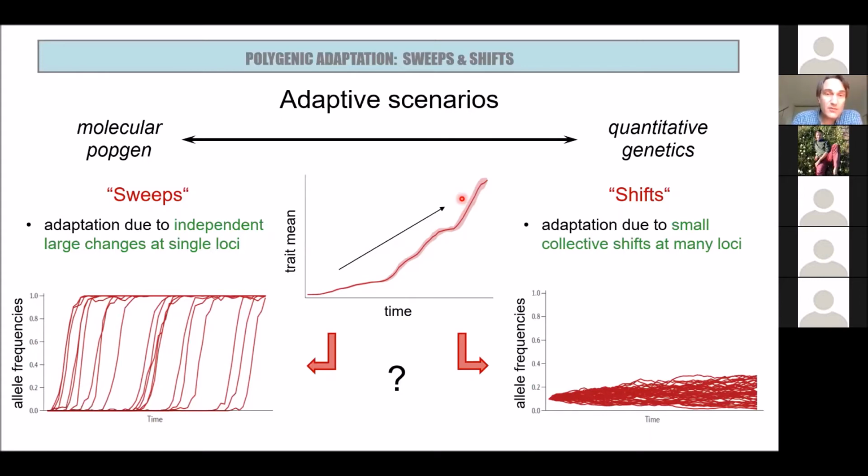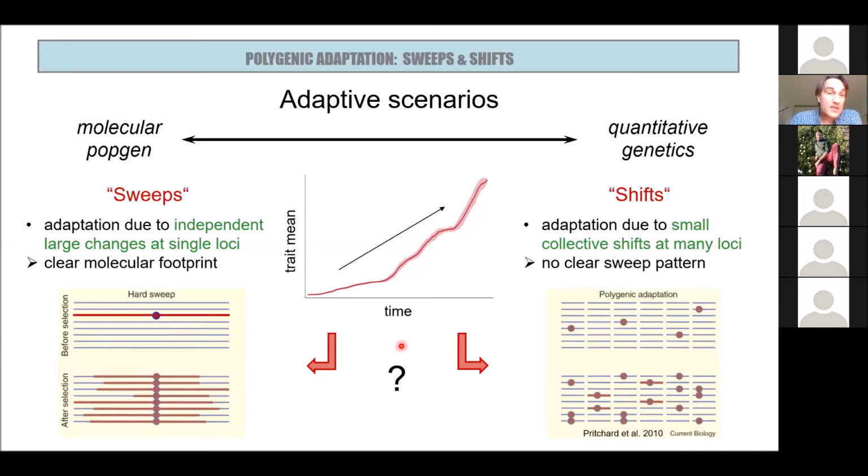And now you see, of course, that this picture of sweeps on the one hand, and of small shifts, as this is called in quantitative genetics, on the other hand, they don't match at all. So this is really something very different from this view that we have over there. This is also true if we consider what's called footprints of adaptation. So a selective sweep, many of you may know this, generates a very clear molecular footprint of selection.